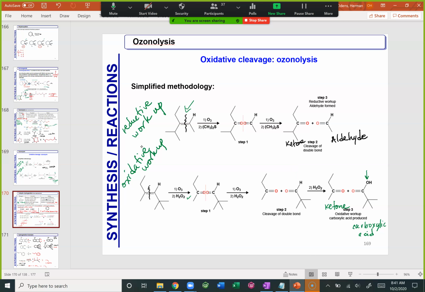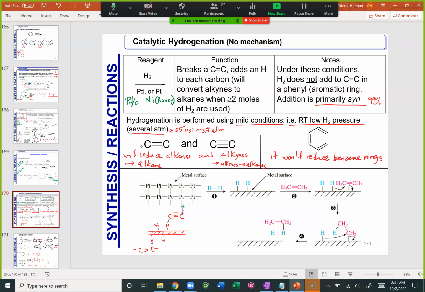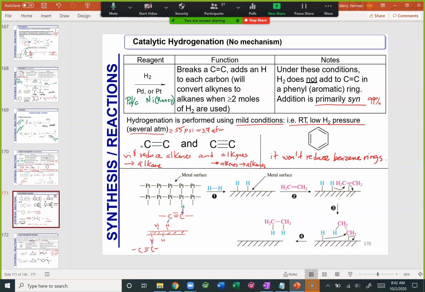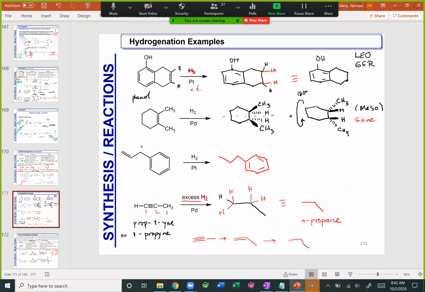All right. So there's 8 mechanisms. This one is not formally a mechanism. It's a proposed mechanism for catalytic hydrogenation. Nobody really knows the actual mechanism. The only thing that we know is that the hydrogen acts on the same side, or the same face, of the double bond. And I'll give you examples of that.